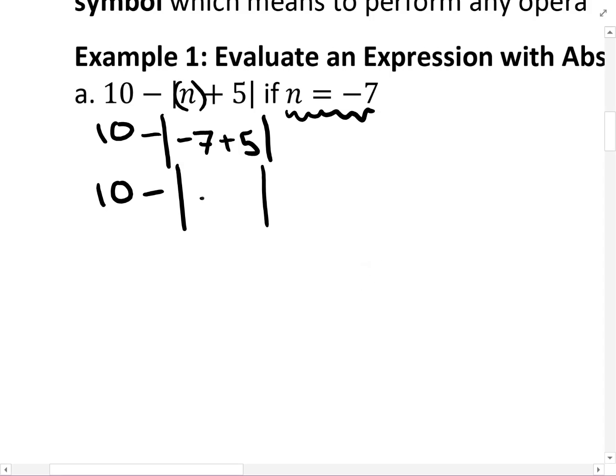-7 plus 5 is -2. Almost finished. Now we have 10 minus. The absolute value is always positive, so +2. And the answer is 8.